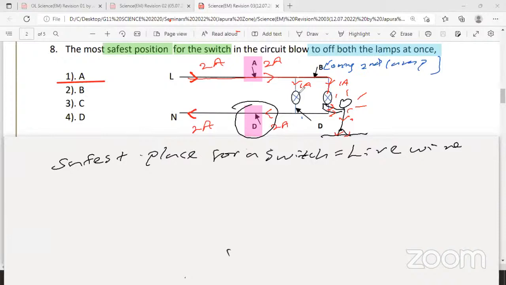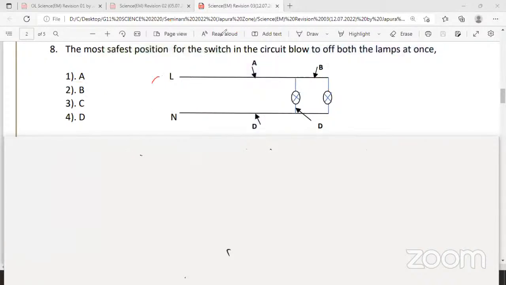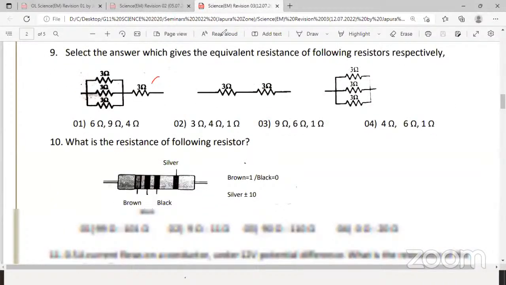I'll erase the screen. So question number 8, it's a good question. The safest place for the switch is the live wire. So you have to keep the switch before both the lamps to switch on and off at once. Right. I'll erase the screen. Question number 9, 9th MCQ. That is also a very good question.